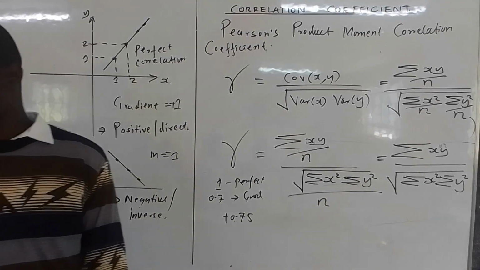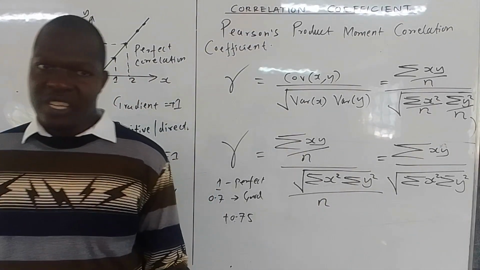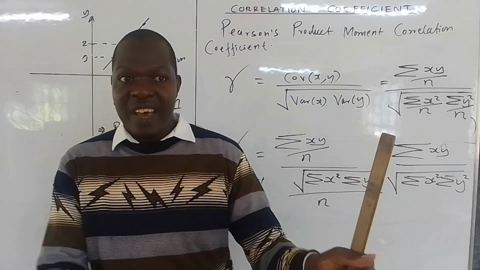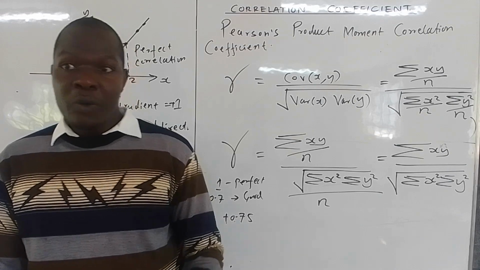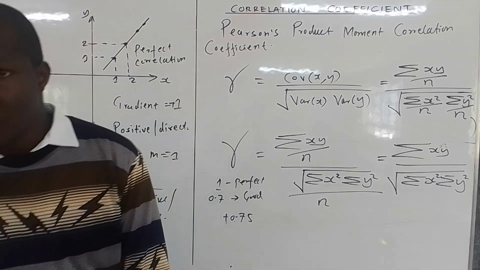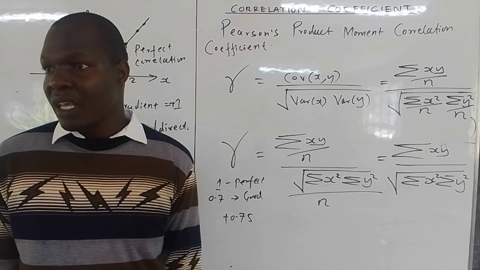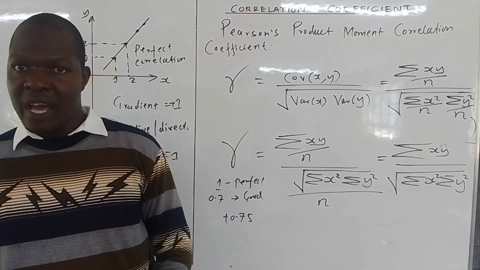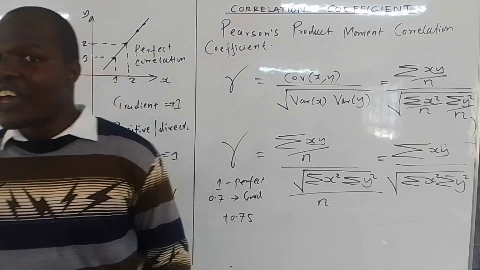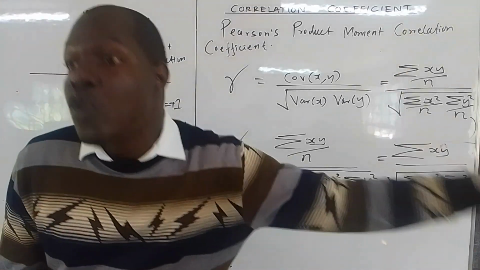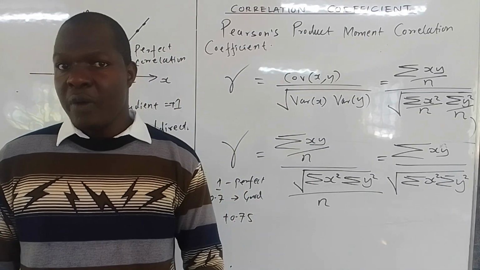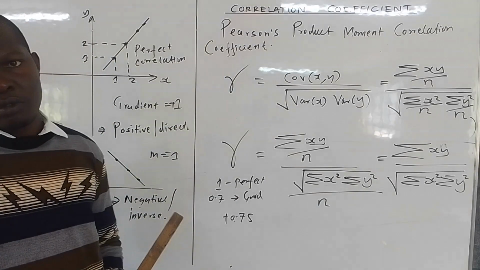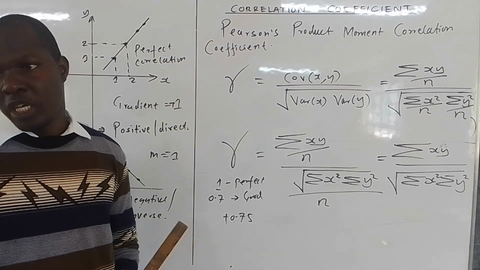So 1 means perfect. Anything from 0.7 towards 1 is good. From 0.5 towards 0.7 is fair. Below 0.5 is low. Are we together? Negative is inverse, positive is direct. You can as well say there's a negative relationship or an inverse correlation between these. So that is how to comment on the relationship, okay?